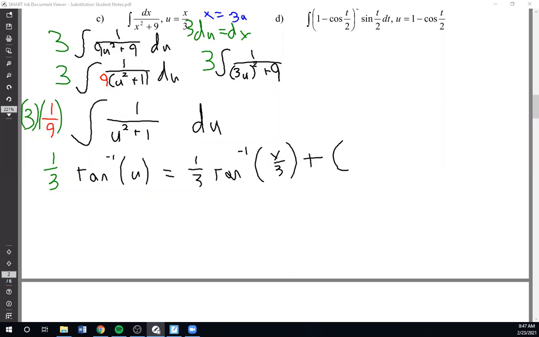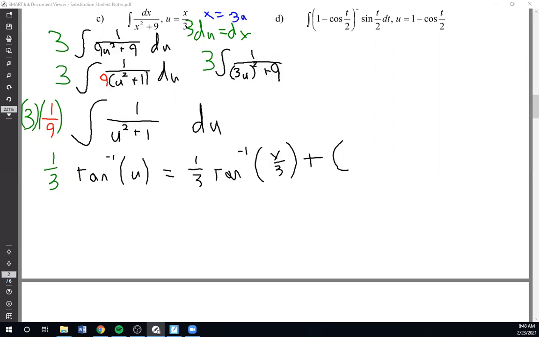But the reason I did it that way was to show you, if I didn't tell you what u was, how would we be able to get there? And the question would be, what would I need to factor out in order for this to end up being just a u squared plus 1? That's what I want to turn it into.